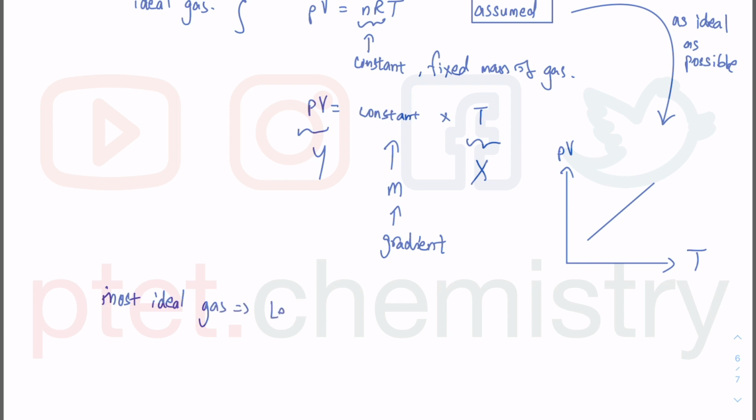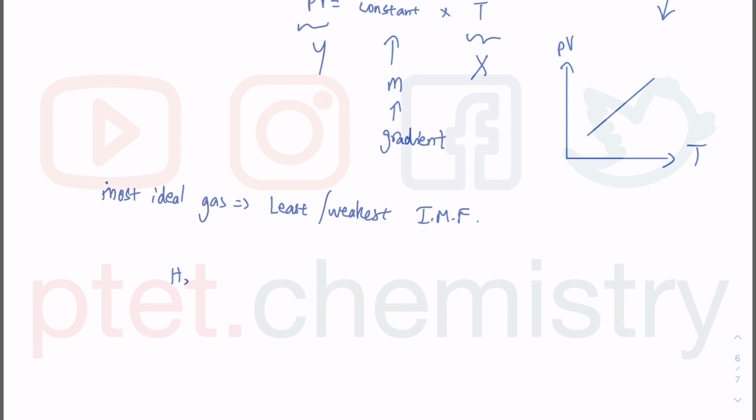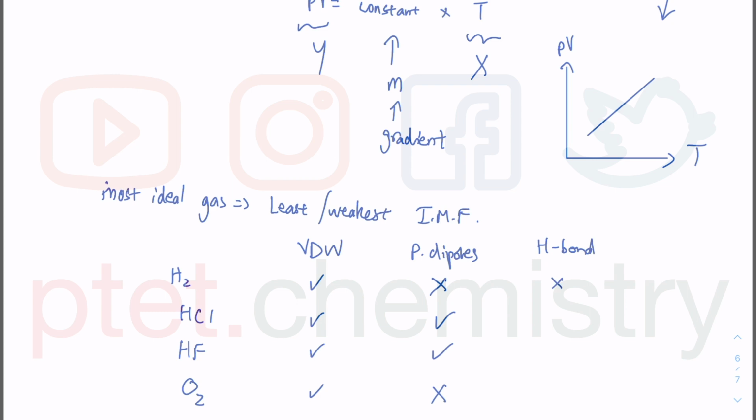So you want the weakest intermolecular force. Out of hydrogen, HCl, HF and O2, we can be thinking about van der Waals. You can be thinking about permanent dipoles. H2 is non-polar, HCl and HF are polar. And in terms of hydrogen bond, only HF can form hydrogen bond, because of the very electronegative fluorine atom. So this is going to be the least ideal. Second least ideal is going to be HCl, because at least it is polar.